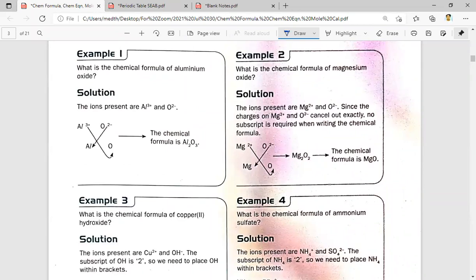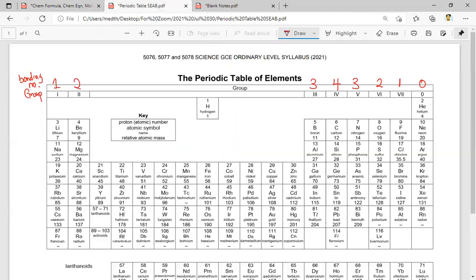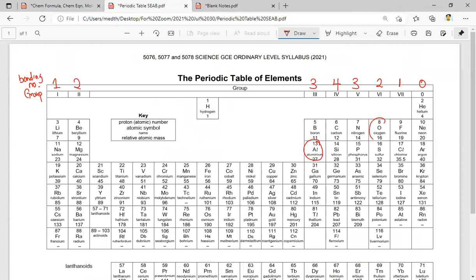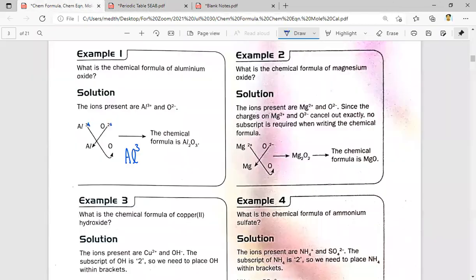Now, generally, I don't like to write the plus and the minus. So if I base it on my periodic table, aluminum is over here. Aluminum, the bonding number is 3. So I'll go back here. Aluminum, bonding number is 3. Oxygen is over here. Bonding number is 2. So I'll write O and 2 over here. You realize the bonding number always goes to the top right-hand corner.